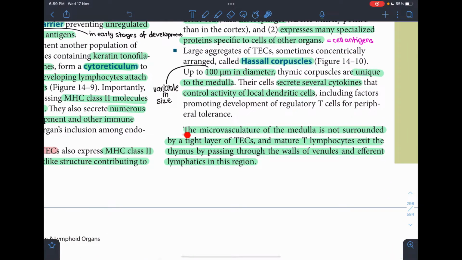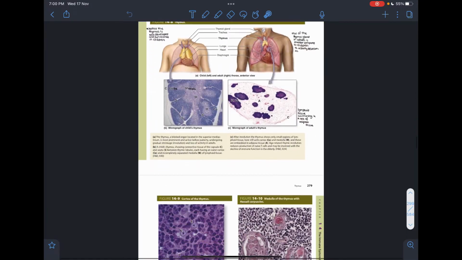The microvasculature of the medulla is not surrounded by a tight layer of TECs, and mature T lymphocytes exit the thymus by passing through the walls of venules and efferent lymphatics in this region. Because as we said, the thymus is the site of production and exit of T lymphocytes, so there is nothing that will prevent anything that wants to leave the thymus, so that the T lymphocytes can exit the thymus.